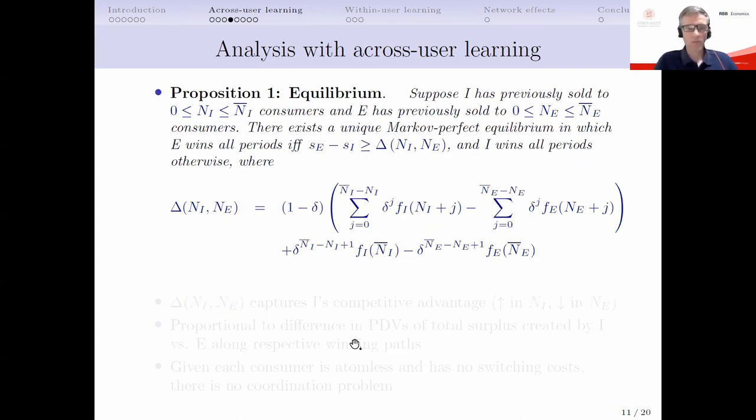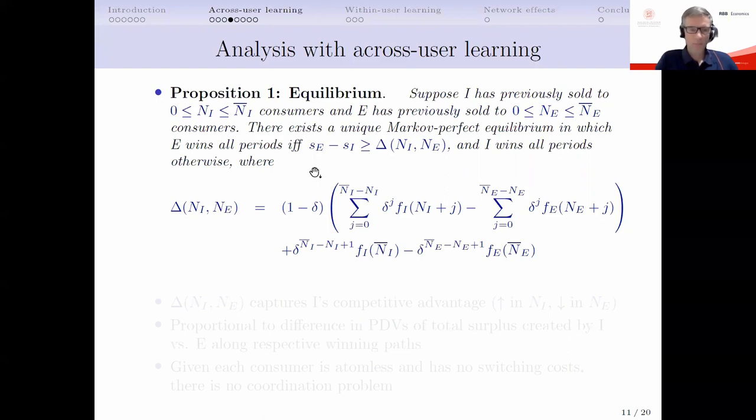So this is the equilibrium characterization. If you start from I having NI past consumers and E having NE, any amounts, there's a unique Markov perfect equilibrium, and it has the property that E wins this period and all future periods if and only if the difference between its standalone value and I's standalone value is greater than or equal to this cutoff level, delta. Otherwise, I wins the current period and all future periods.